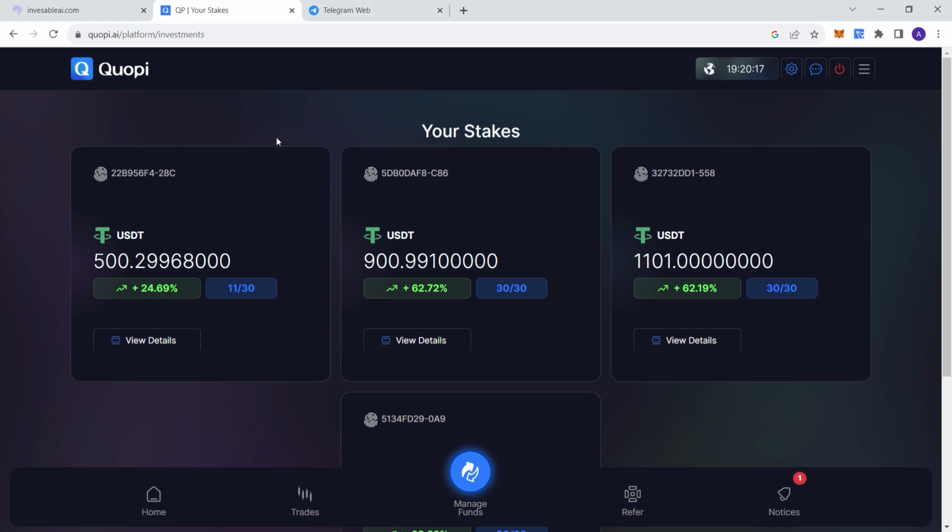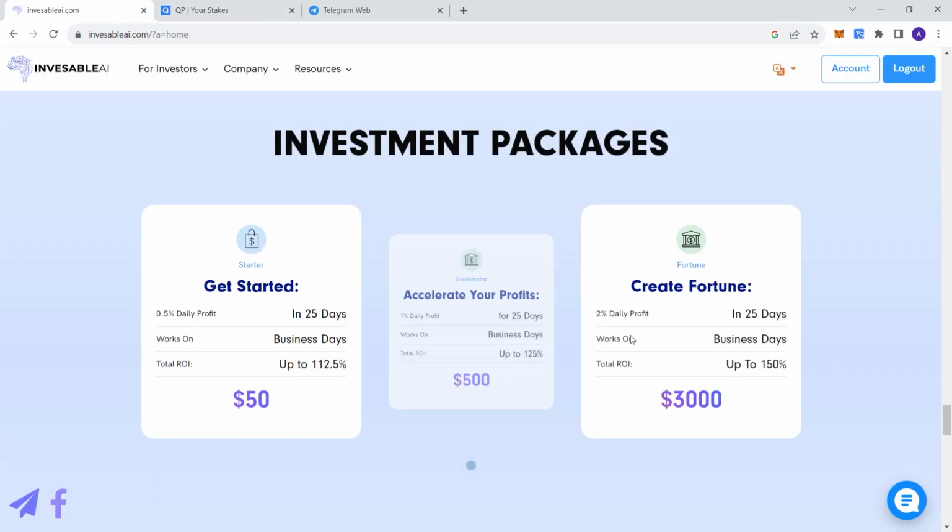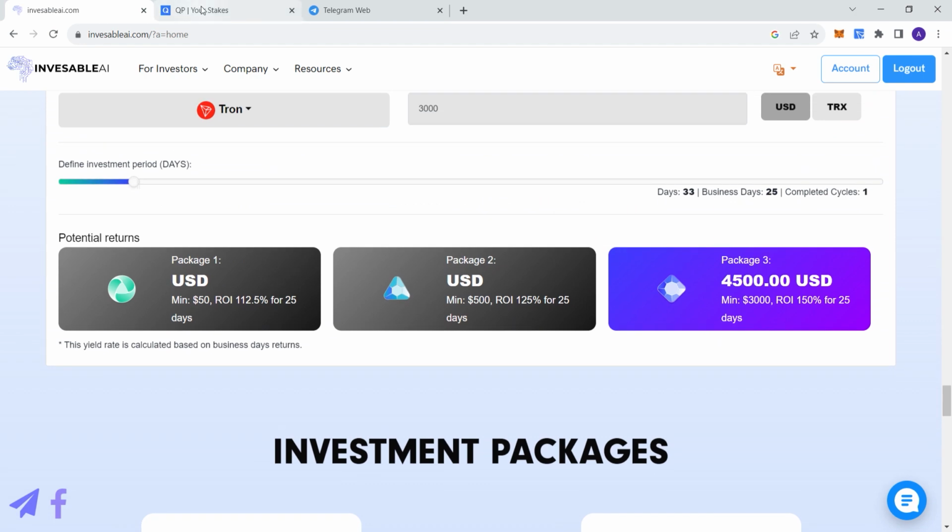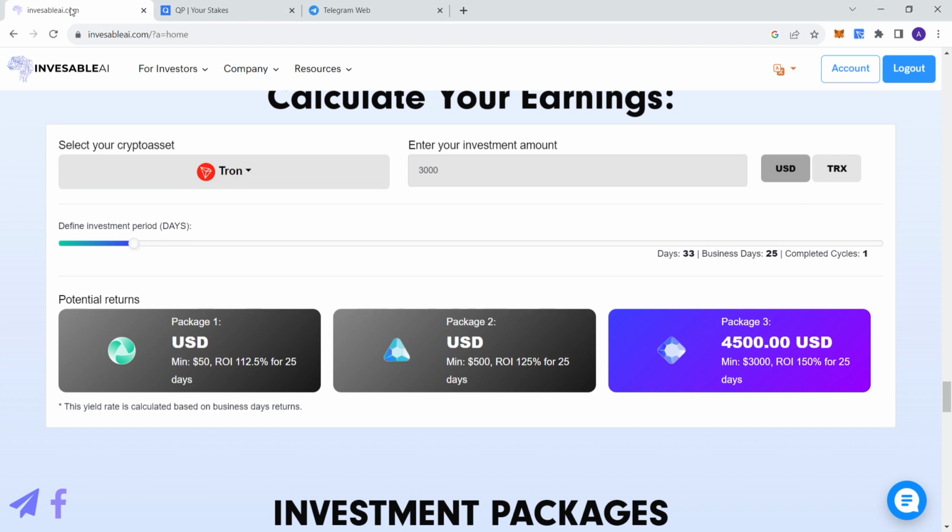With Quopi, the average you get at the end of your plan is about 63% for 6 weeks. Invisible, if you go with this one, you're going to get 50% in 5 weeks. So 63% in 6 weeks, 50% in 5 weeks. Now, when it comes to withdrawal, Quopi's faster. When it comes to the outside of the bank, Invisible, I think, has a slicker look and more utilities on the inside of the bank. But yeah, this is up to you.